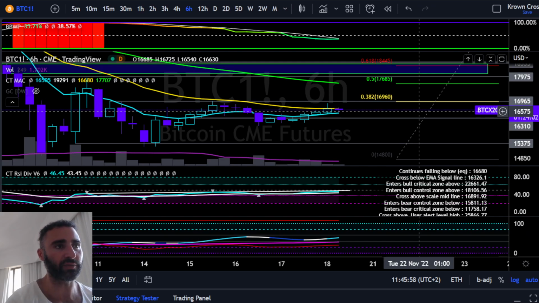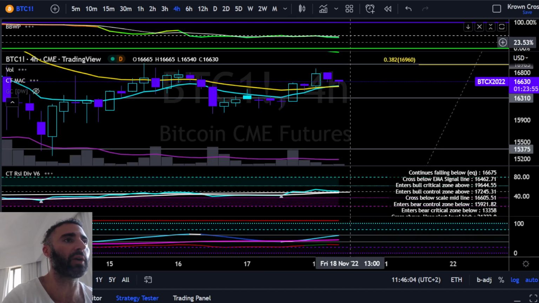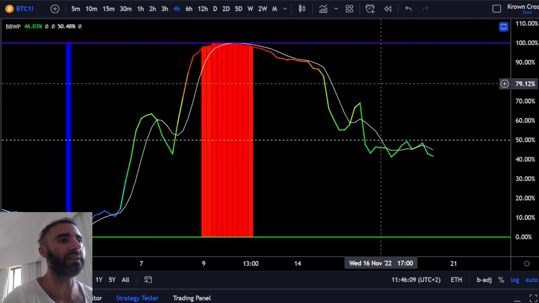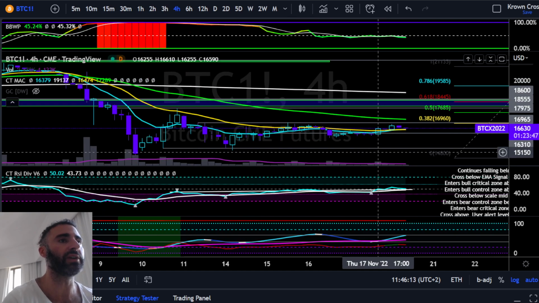What has that meant throughout this past week? More sideways, and that's exactly what we've gotten. It's more and more sideways. 4-hour and 6-hour time frame BBWP, however, again representing volatility, does look like we've seen the majority of this contraction phase play out. So the majority of that corrective move is probably over.